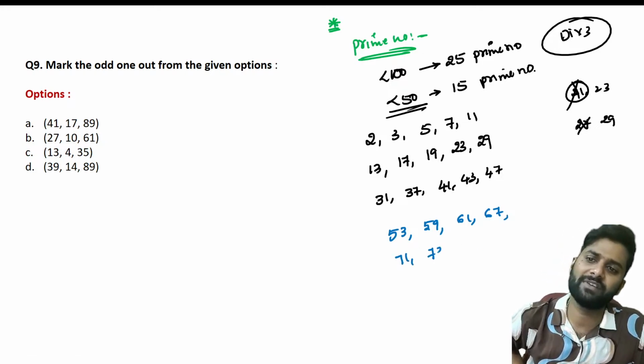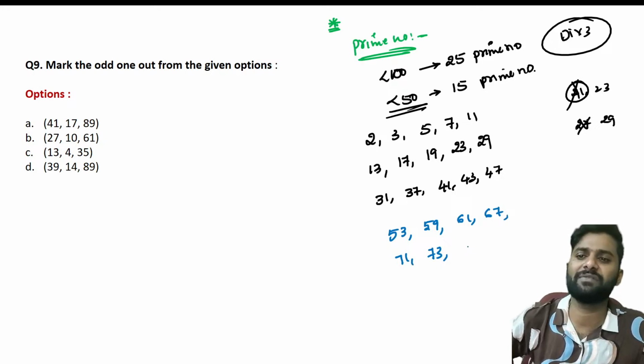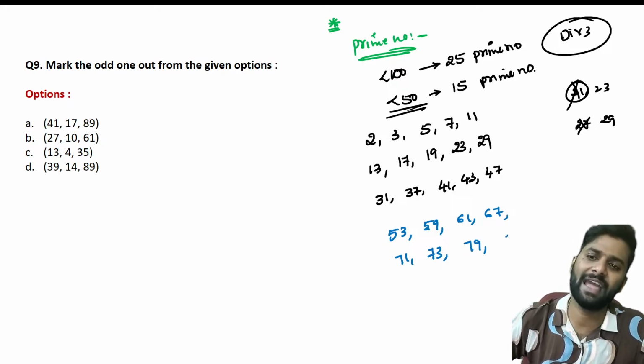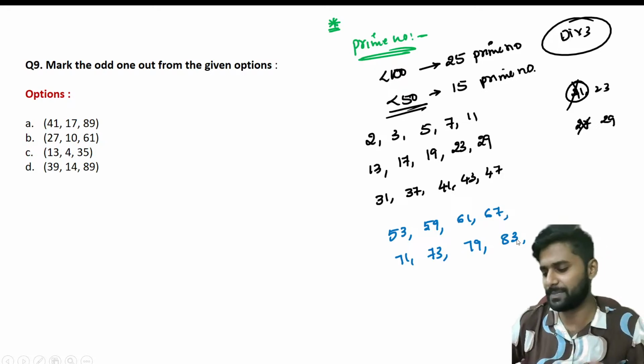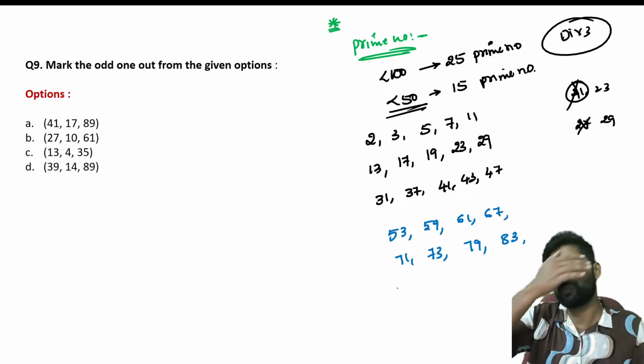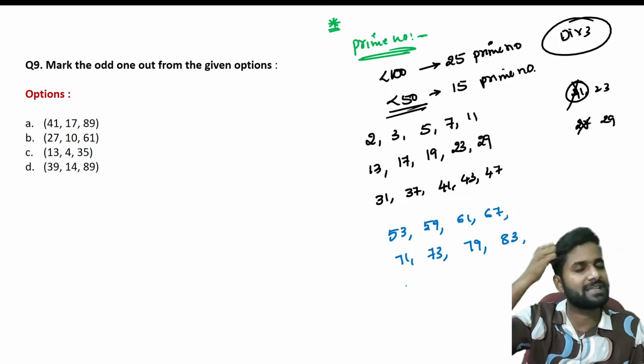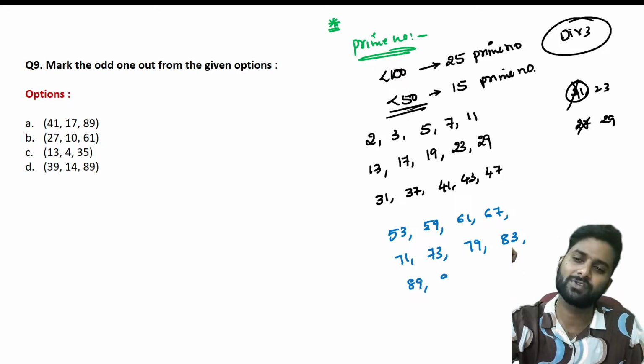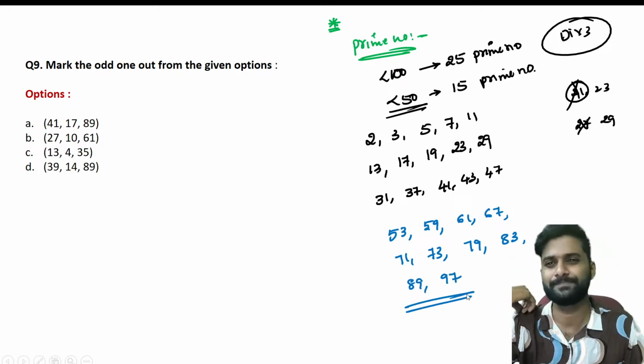And 71 and 73 are consecutive prime numbers. 77 or 79 means 79. 81 or 83 means 83. 81 is a perfect square, right? 87 is not at all a prime number. Why? Because 8 plus 7 is 15, which is divisible by 3. That's why 89. So the final prime number is 97.